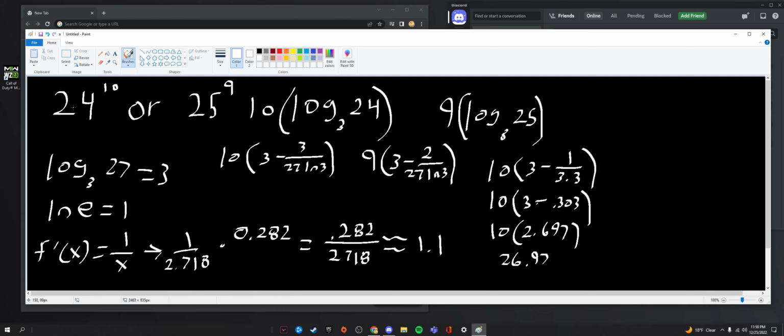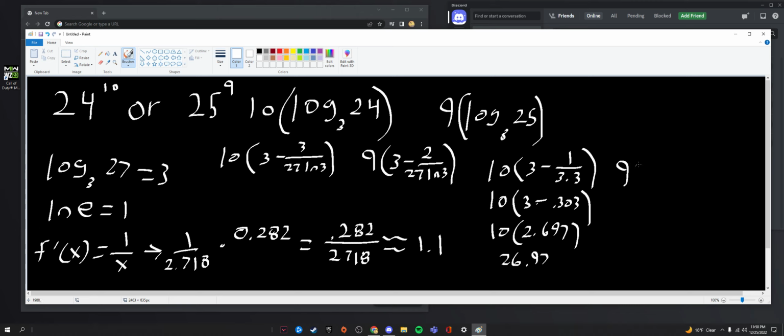Remember, that is essentially 24 to the 10th. Obviously, the values are going to be vastly different, but if 24 to the 10th is bigger or smaller, then taking the log of it, regardless of what the base is, should still provide a smaller or bigger number to 25 to the 9th. So it's totally okay.